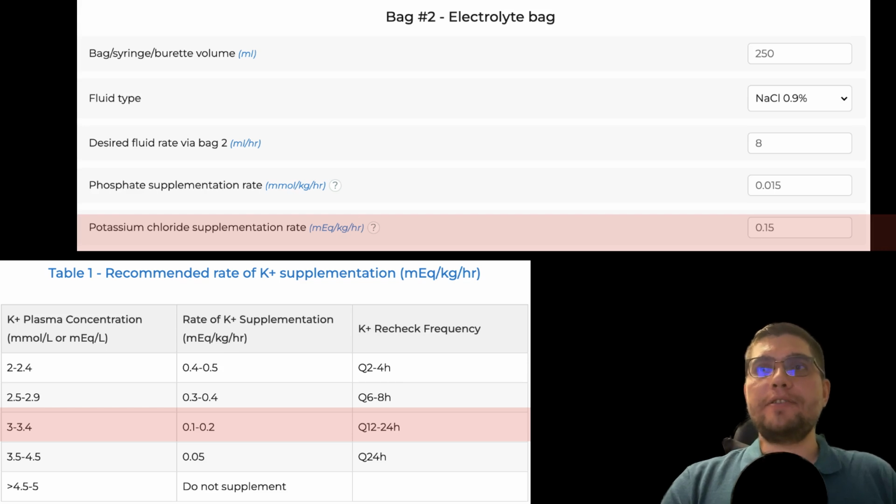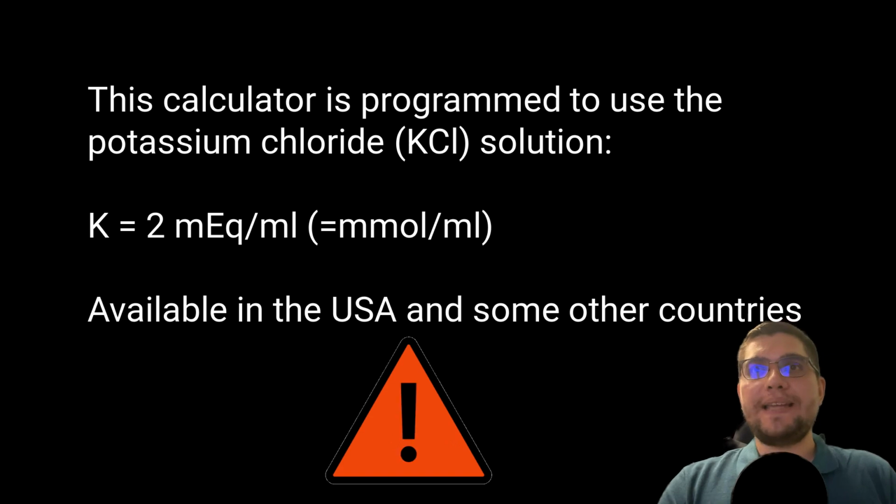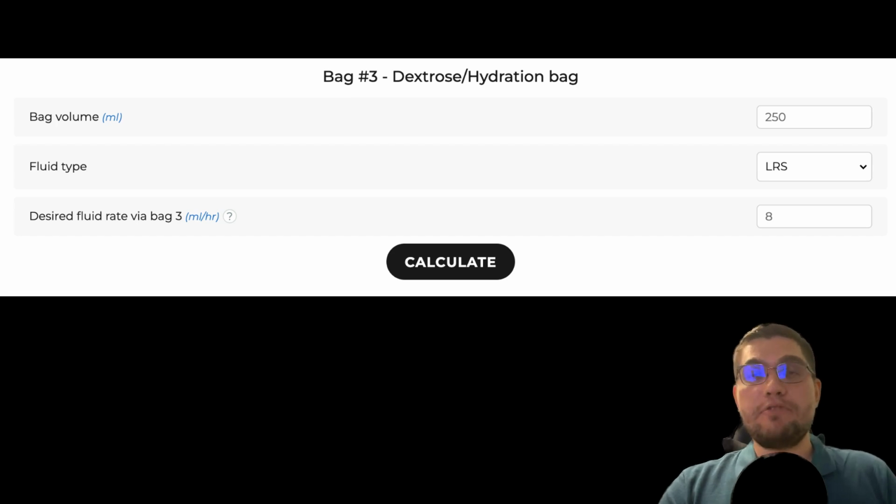Next, I'm going to enter the potassium chloride supplementation rate based on Table 1 recommendation. Since this cat's serum potassium is 3.4 millimoles per liter, I will enter 0.15 milliequivalents per kilogram per hour in the calculator. All potassium chloride calculations are based on the KCl with potassium concentration of 2 milliequivalents per ml available in the United States. Finally, we need to set up the bag 3.